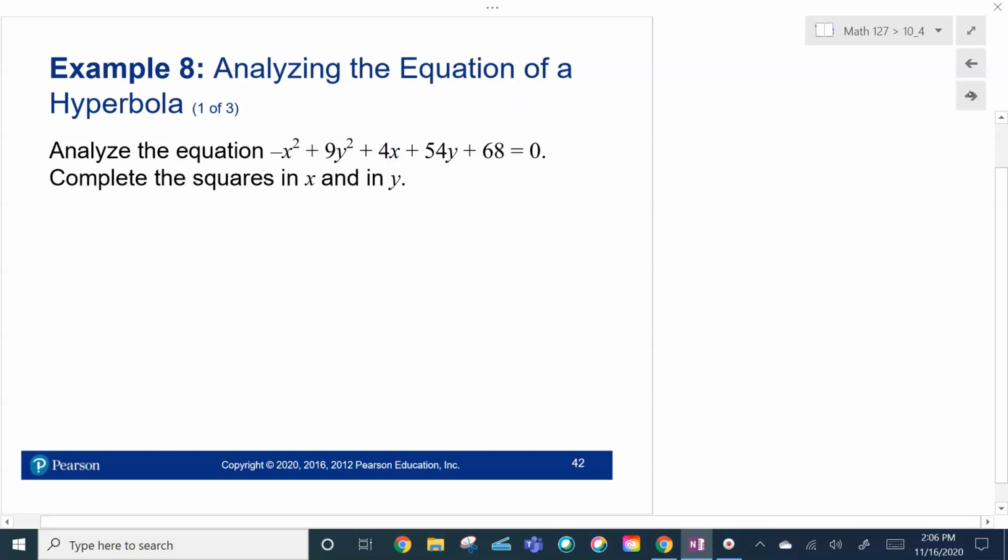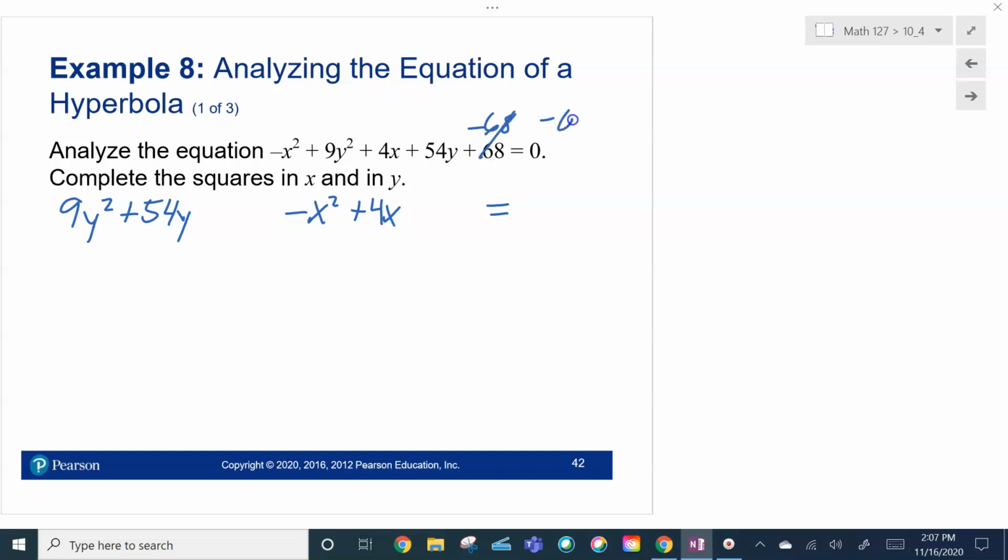Alright, let's analyze it when we've got it in this kind of crazy general form. I'm looking at this, I'm like, okay, I'm going to have to complete the square here. Notice my y is positive, so I'm going to write that first, my 9y squared. The 9 is positive there. So it's going to be like y minus k squared over a squared. I'll leave a space, minus x squared plus 4x. I'm going to take this minus 68 to the other side. So I got negative 68 right here.